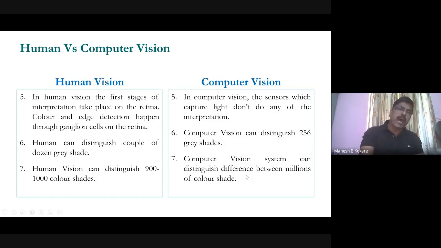So the distinguishing ability of a computer vision system, in the case of grayscale or color, is higher as compared to the human vision system. So these are the differences between the human vision system and the computer vision system.